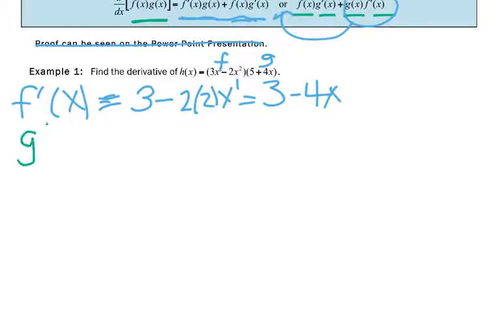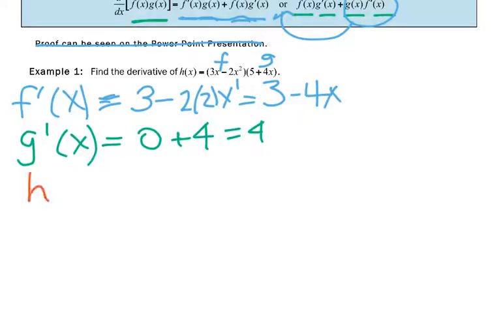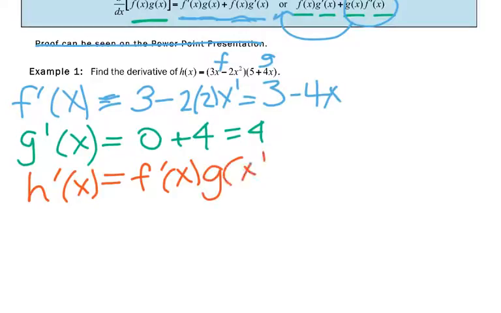Let's do g of x in a different color. All right. The derivative of g of x, the derivative of 5 is just 0, and the derivative of 4x is 4. So this one is easy, it's just 4. Okay, so when we are finding the derivative of the overall function, h of x, we want to have the derivative of f of x, so that's f prime of x times g of x, plus the derivative of g of x times f of x.